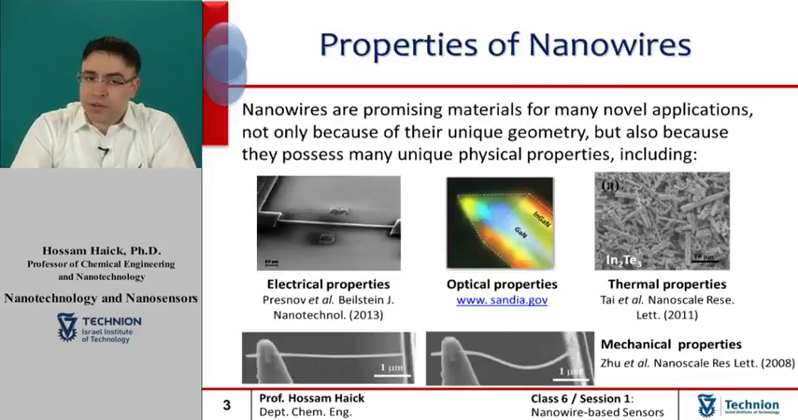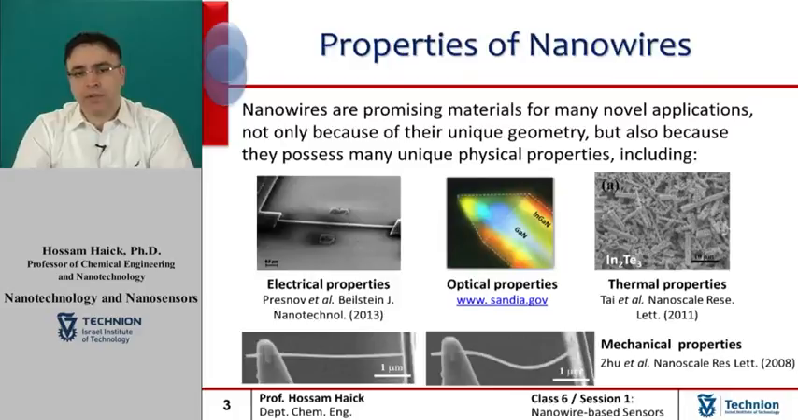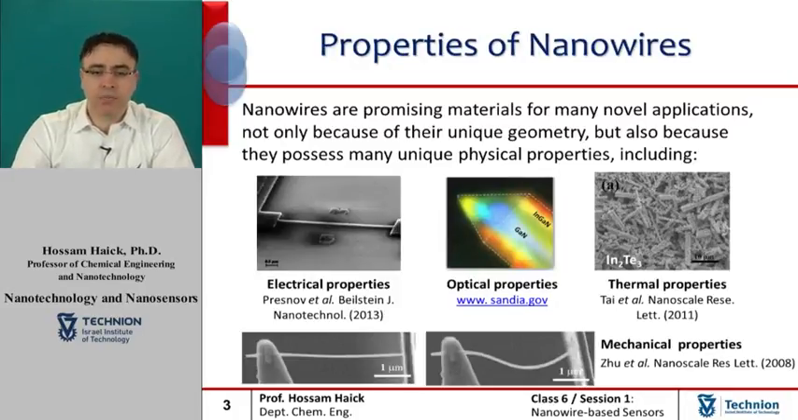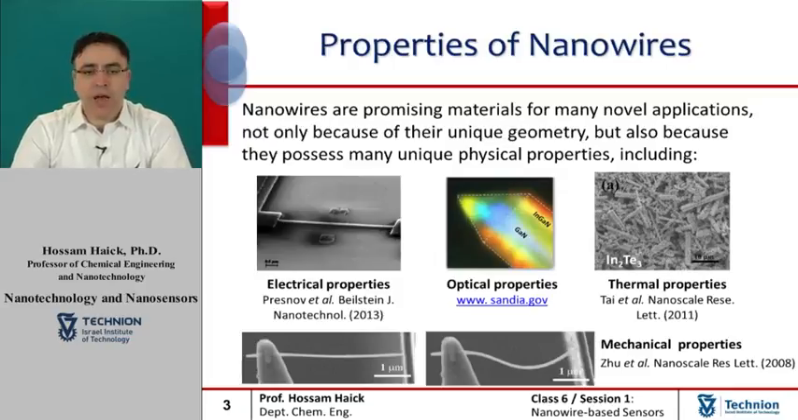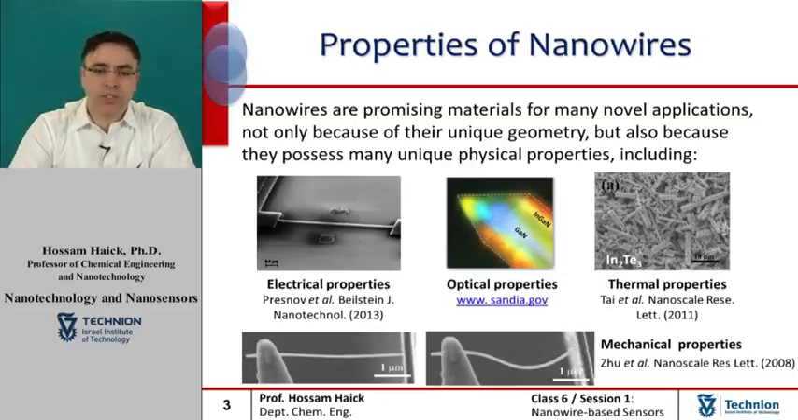Nanowires are promising materials indeed for many novel applications due to their unique electrical, optical, thermal, and mechanical properties. The large surface-to-volume ratio of the nanowire allows one to create extremely sensitive charge or field sensors in chemical and biological systems for the detection of charged particles and molecules at low concentrations. This could be illustrated in the left upper image on the screen.